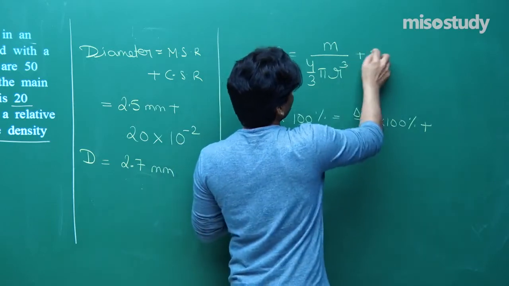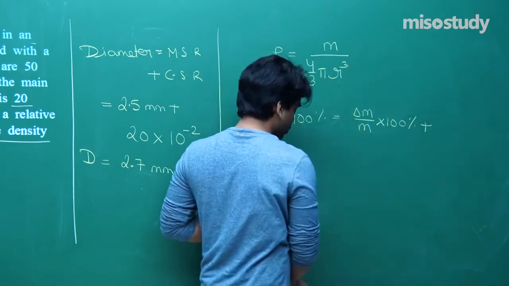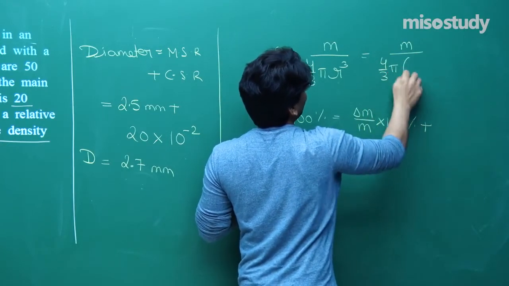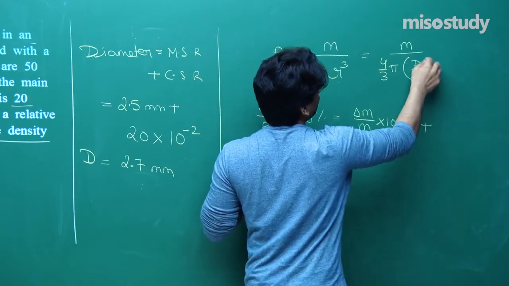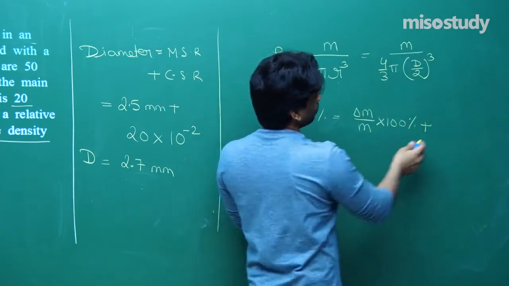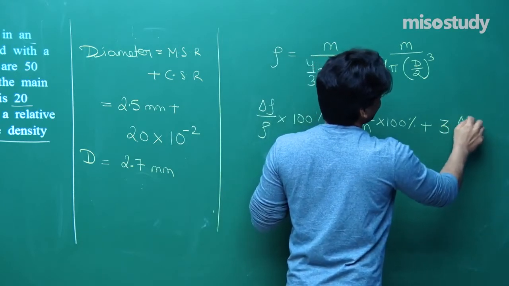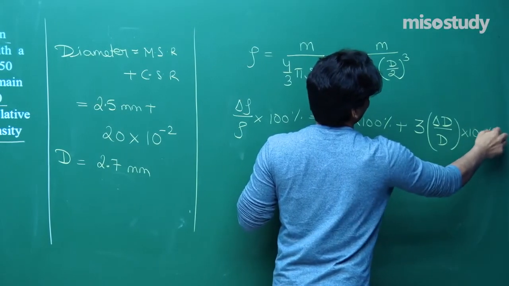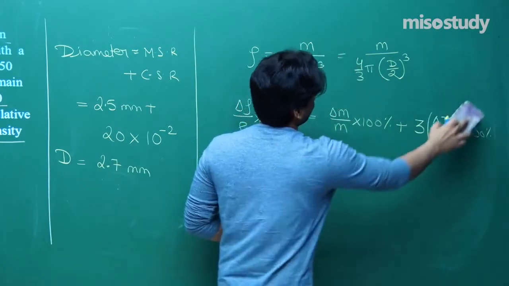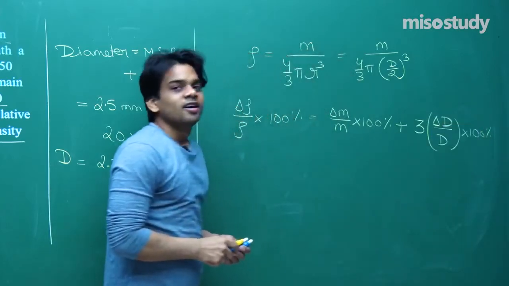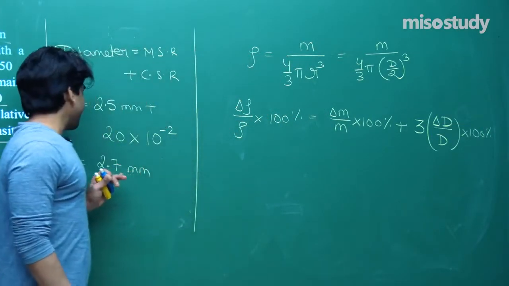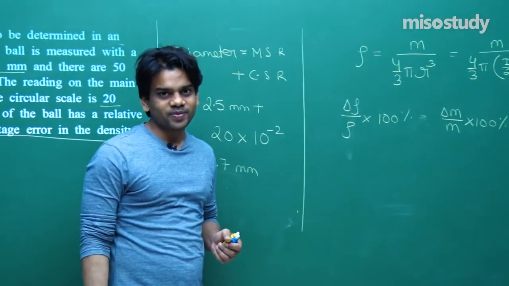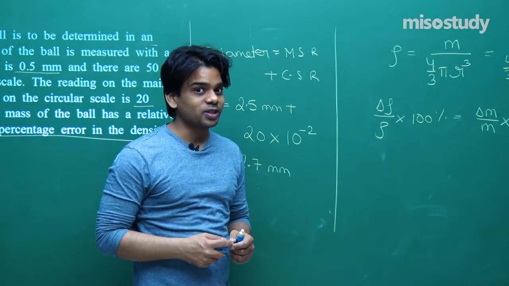So first of all, if I simplify this again, why we are doing this, you will understand when you see this. If I simplify m upon 4 by 3 pi, and this can be written as diameter by 2 whole cube. So this will turn out to be plus thrice of delta d by d into 100%. Sorry, it will be thrice of delta d by d, not whole cube. Now delta d, that is what you have written. D value you have 2.7, and delta d will be actually the value of least count. That is 10 to power minus 2, that is what we have evaluated, that is 0.01.